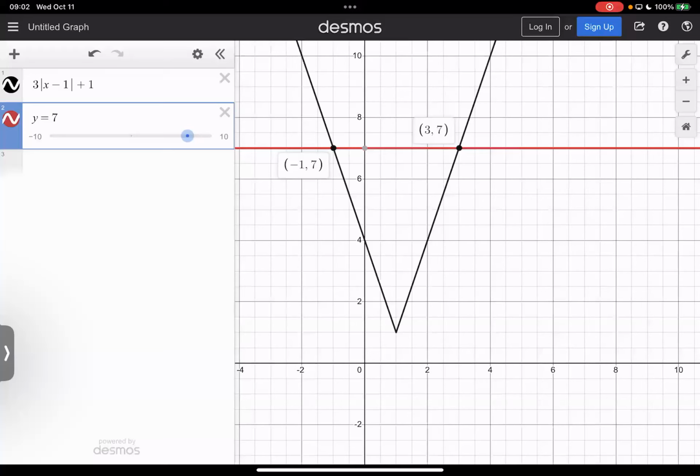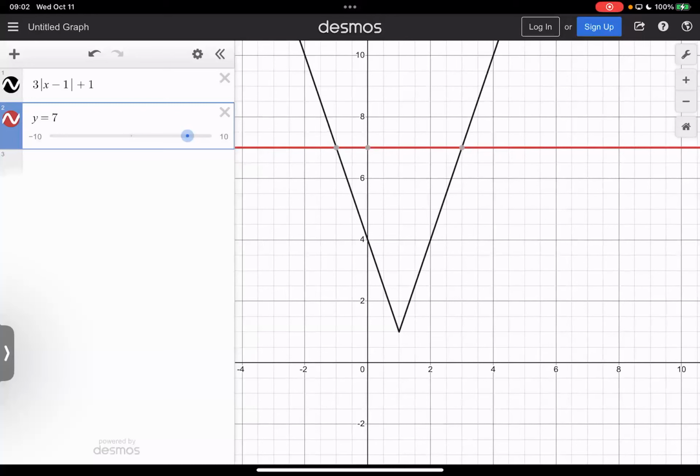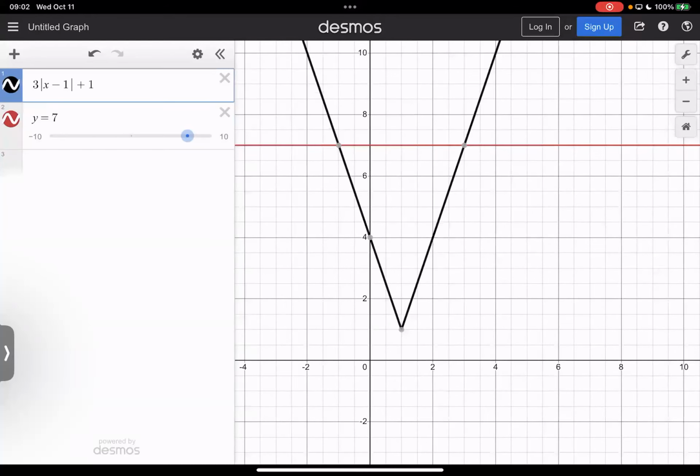If I need the output to be greater than 7, what am I looking for? I'm looking for the x values that give me any value greater than 7. Starting here at 3.01, 3.03, 3.04, they're all giving me values greater than 7, right? So for any value of x greater than 3, it's going to satisfy that output of being greater than 7.